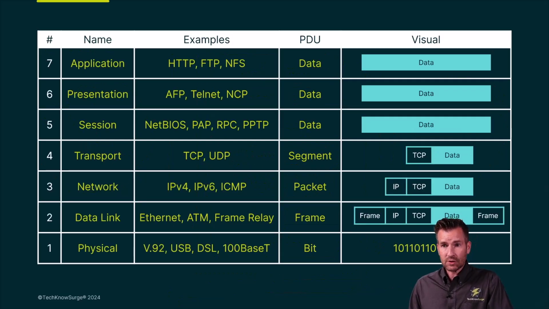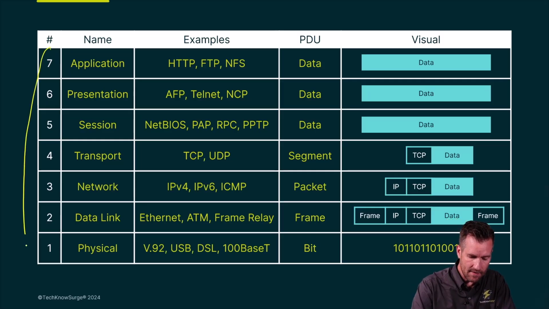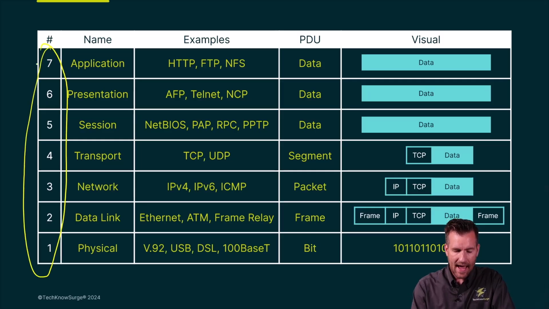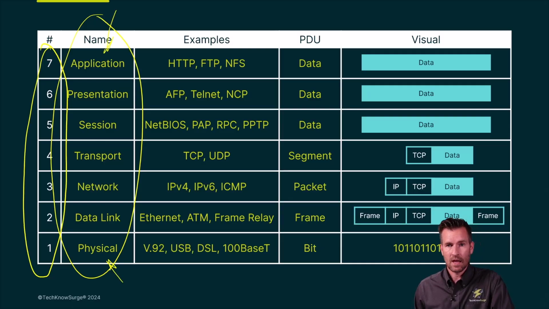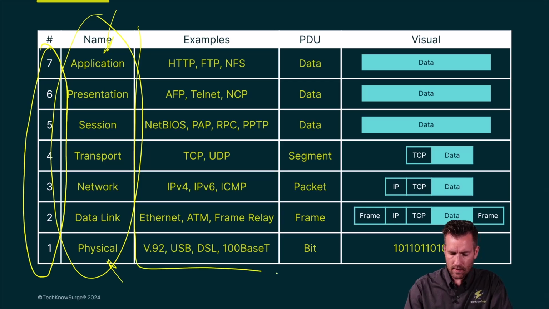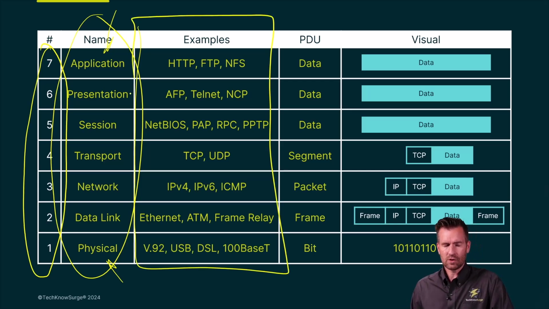This table illustrates the differences between each one of those layers. We have layers 7 through 1. And then there's the name of it. So it starts at the application layer and works its way to the physical layer. In this diagram right here, we have examples, in which we'll go more and more in depth into each one of these different protocols and what the functions are.